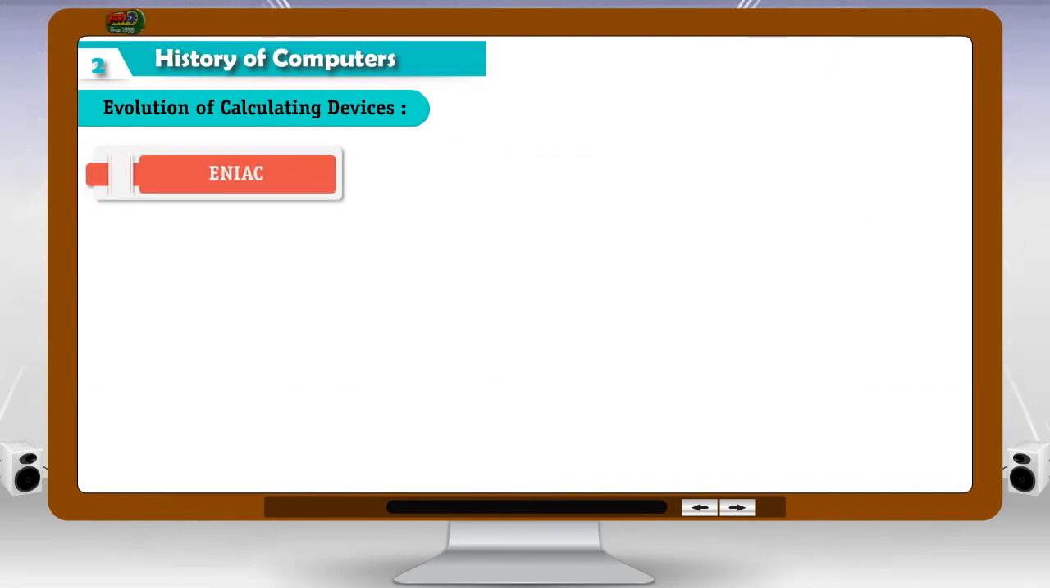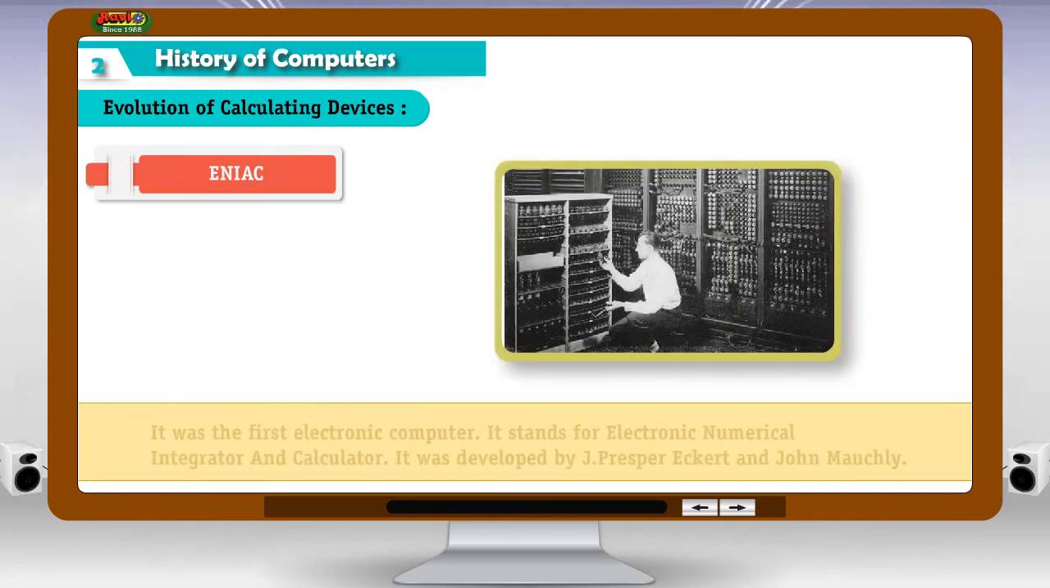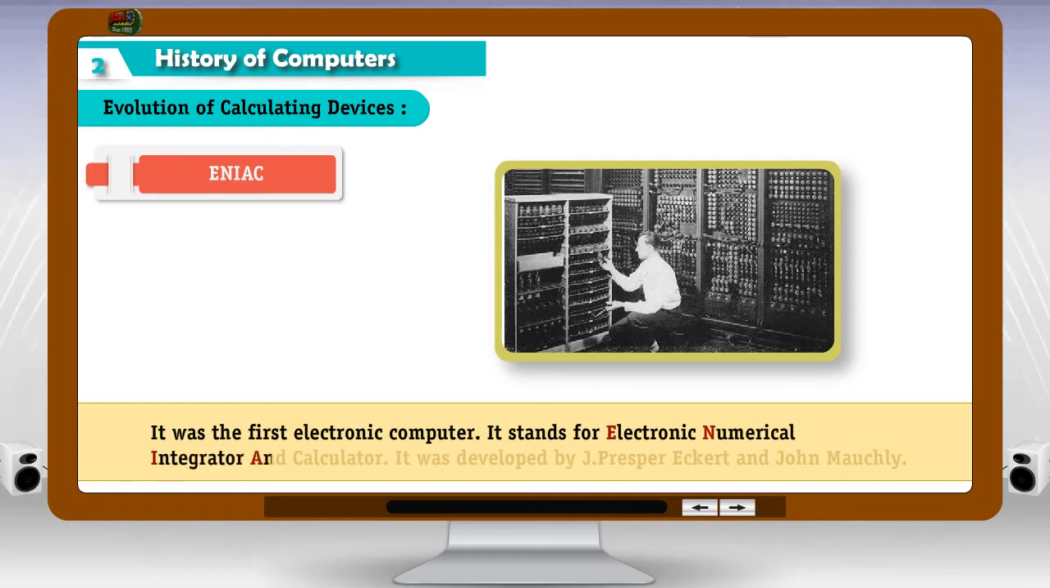ENIAC. It was the first electronic computer. It stands for Electronic, Numerical, Integrator and Calculator. It was developed by J. Presper Eckert and John Mauchly.